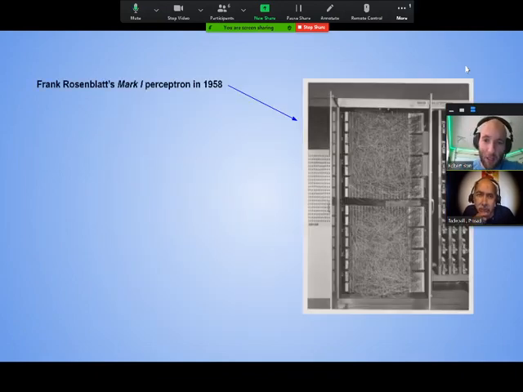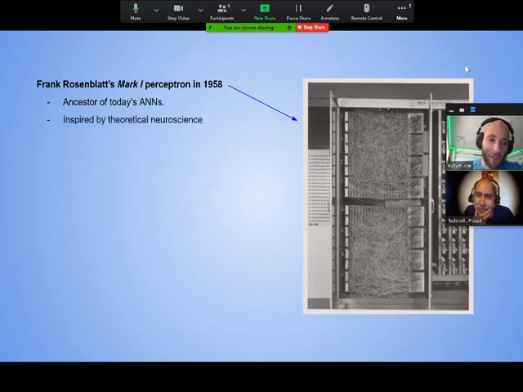Okay, so here's Frank Rosenblatt's original Perceptron from 1958. This was hardware. You know, we probably all learned about it as maybe software. This was the ancestor of today's artificial neural networks, and it was inspired by theoretical neuroscience at that time. And he actually went on to become a professor at Cornell in neurobiology. So this guy really knew his stuff.